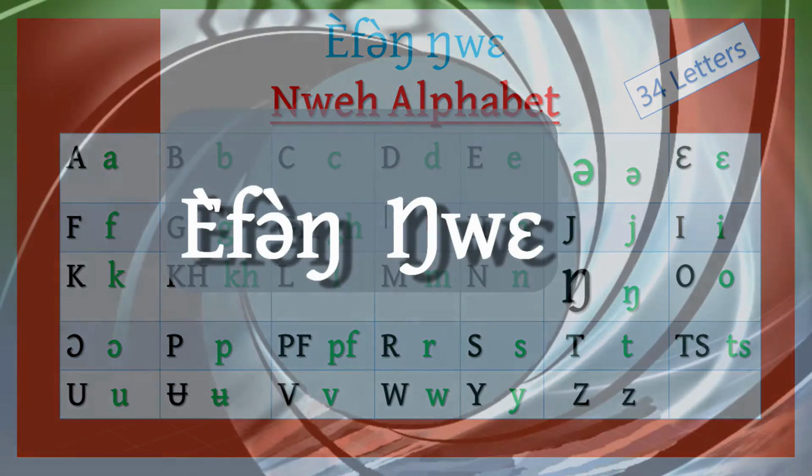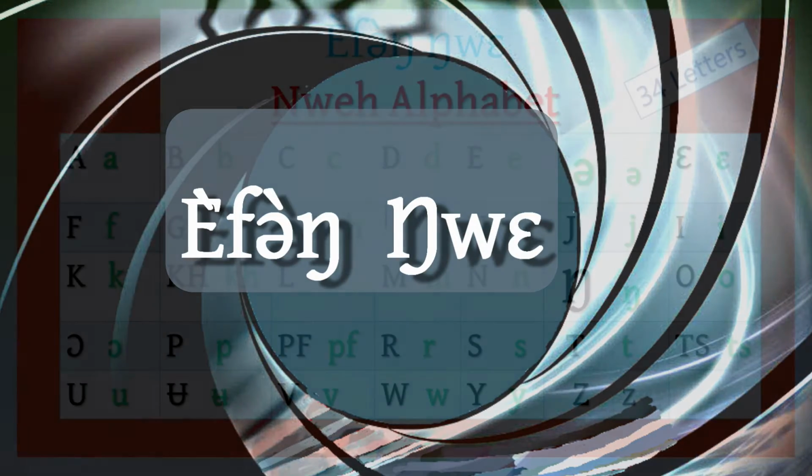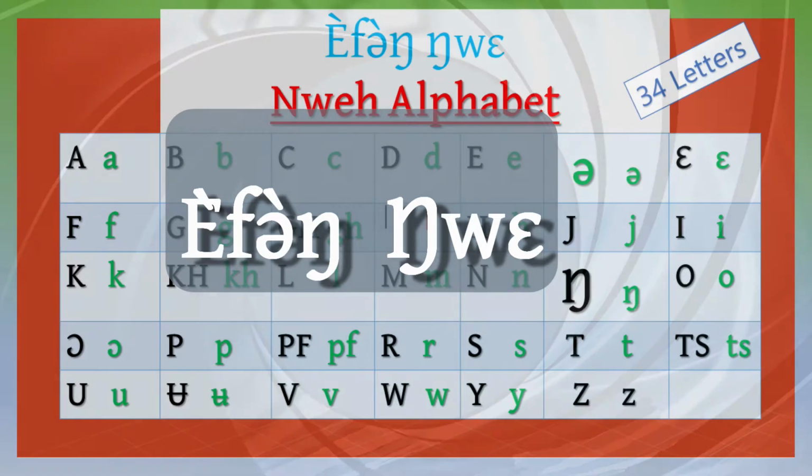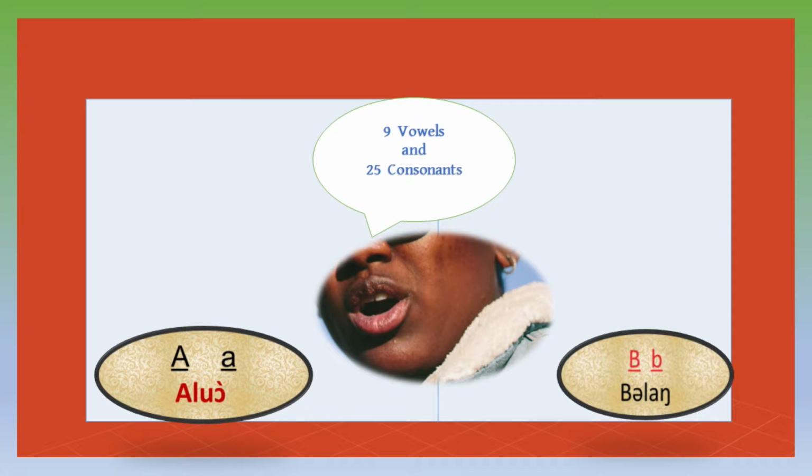Today we are going to treat you to Nweh, that is the Nweh alphabet. As you can see on your screens, there are 34 letters of the alphabet. These 34 letters of the alphabet are divided into 9 vowels and 25 consonants.